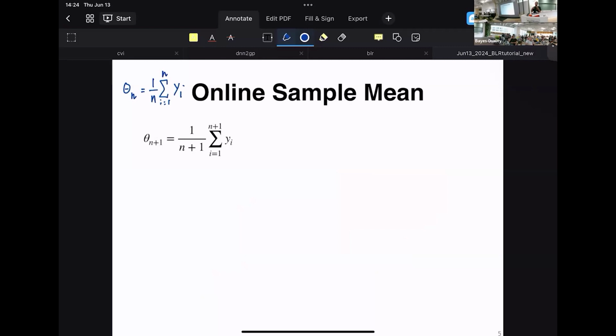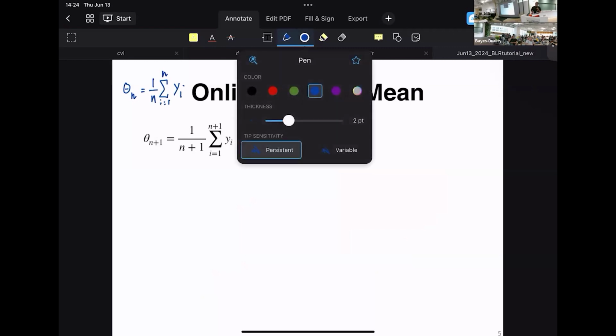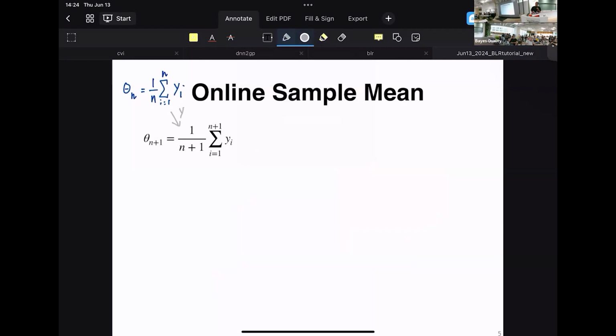And then we can observe one more thing, y n plus 1, and then you get a new sample mean, right? So my question to you: what is new information and what is old information in this? Can we have some suggestions on that? There's no wrong answer actually. They're all correct. They're just incomplete, perhaps, or different.